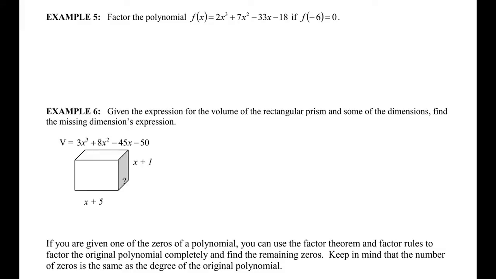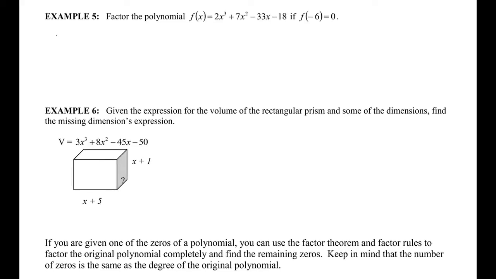We're going to do the same thing for example 5 as you did with 3 and 4. We're going to factor using synthetic or long division. So I'm going to start using negative 6 on the outside, and I'm going to put my coefficients 2, 7, negative 33, and negative 18 up top. I'm going to go through with my synthetic division.